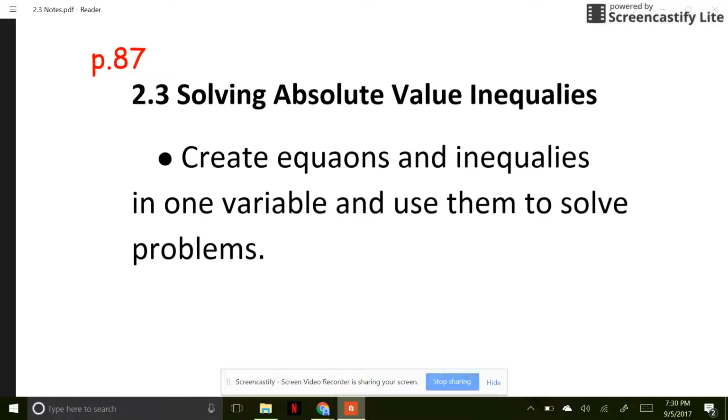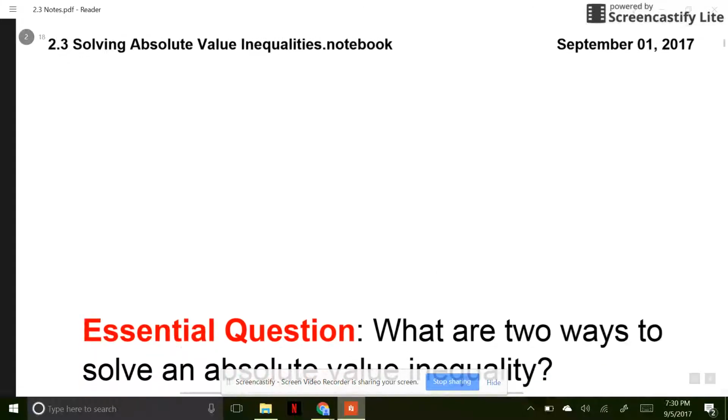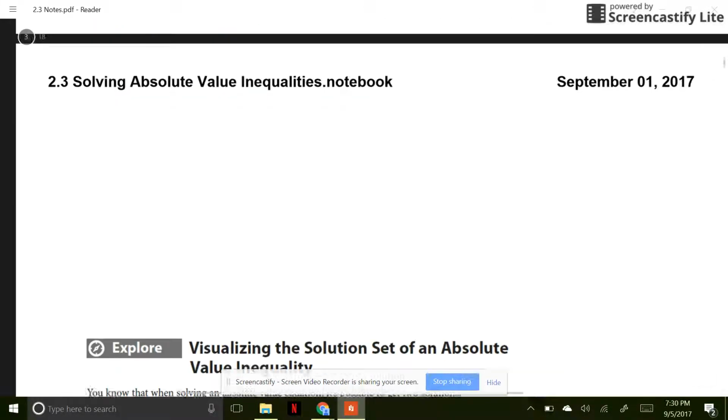All right, so today we're looking at solving absolute value inequalities this time. We're going to create equations and inequalities in one variable and use them to solve problems. So our essential question: what are two ways to solve an absolute value inequality?